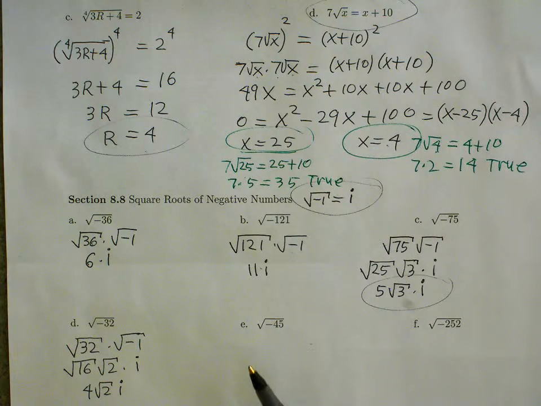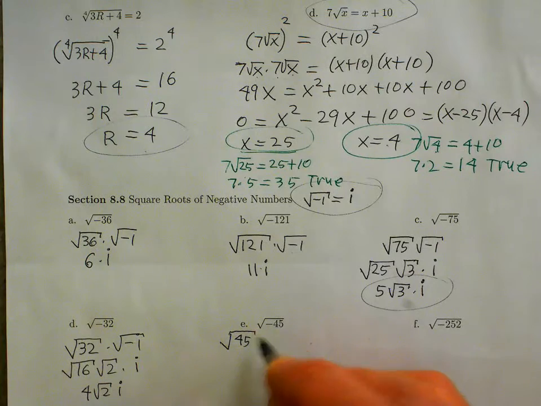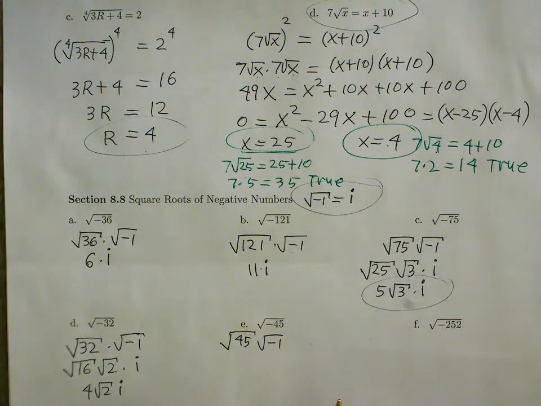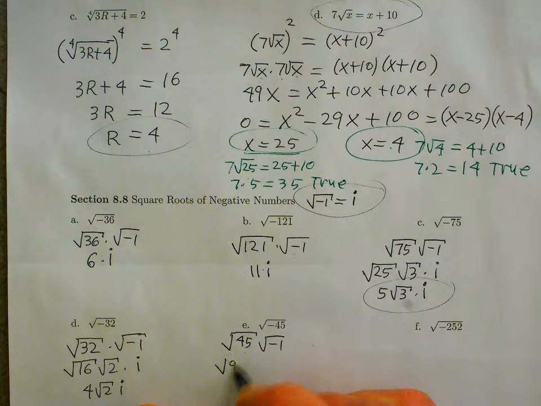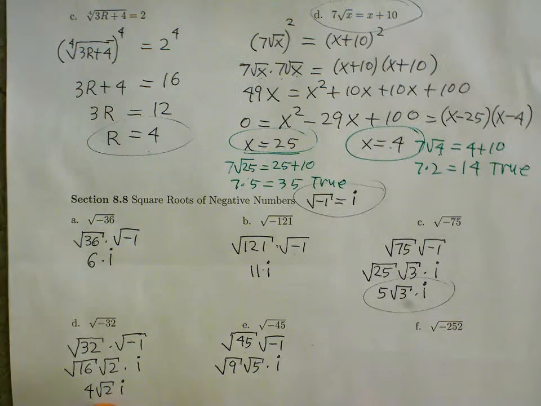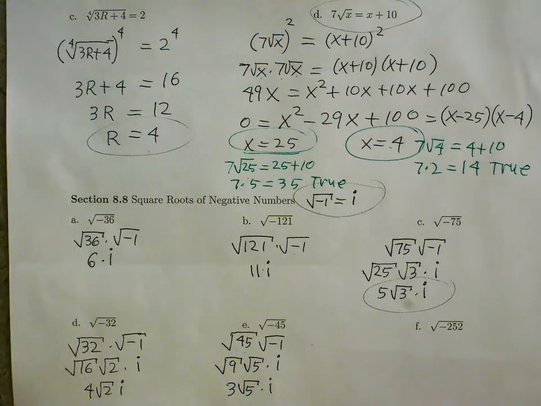So the next one's more of the same. The square root of negative 45. Rewrite that as the square root of positive 45 times the square root of negative 1. The largest factor of 45 that's a perfect square is 9. 9 times 5 is 45. So we have the square root of 9 times the square root of 5, and then replace the square root of negative 1 with I. And then the square root of 9 is 3, so 3 times the square root of 5 times I is the simplified result.